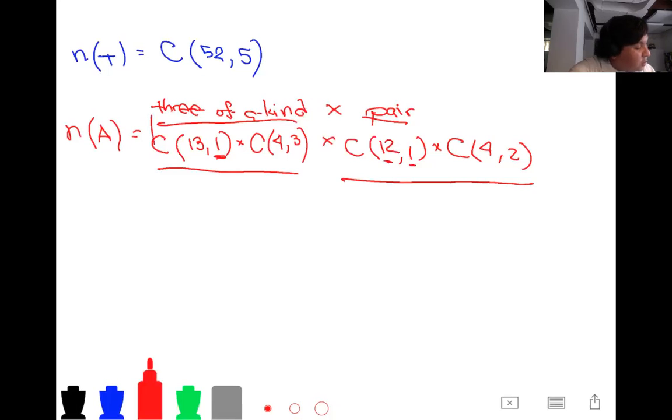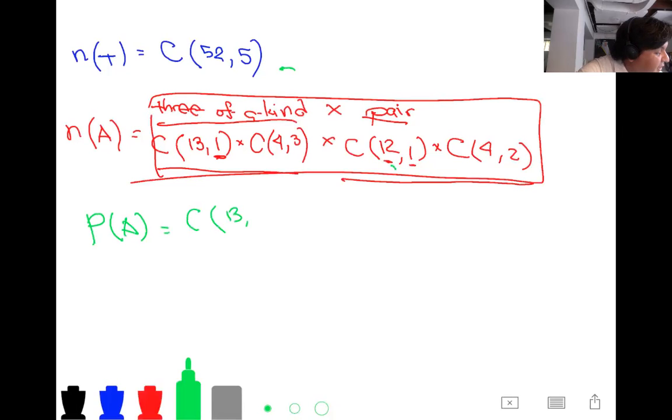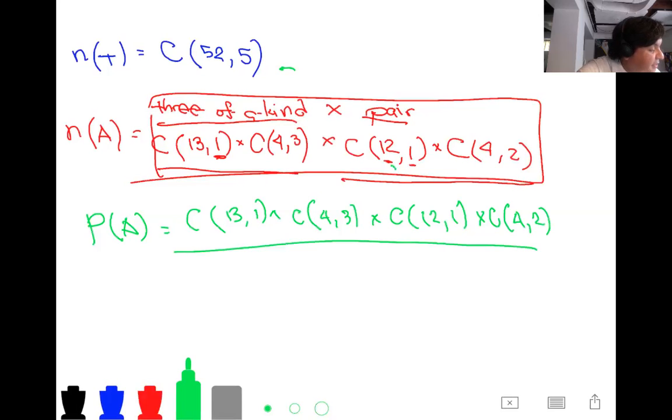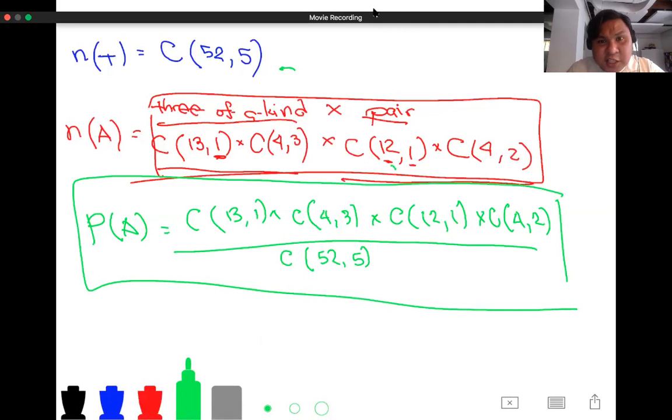All right? And to get a full house, we need this total combination. Okay, so since this is the number of desired possible outcomes, this is the number of possible outcomes. Thus, the probability of getting a full house is simply the ratio of the number of ways you get a full house divided by the total number of ways you can draw any five cards out of 52. All right? So this would be the probability of drawing a full house. So let's check our answers. See if it does come out correct.